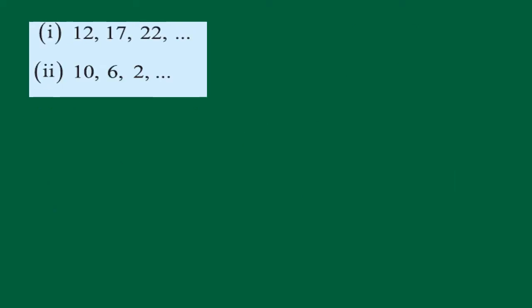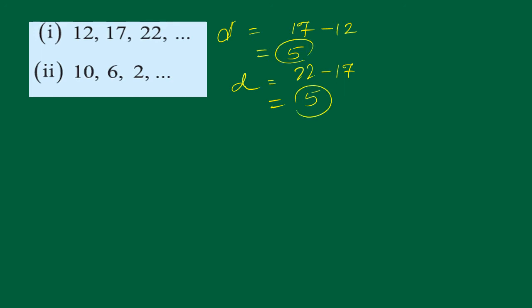Here let's look at this. You can get the difference from 17 minus 12, and this is 5, and you can get d by 22 minus 17, and this is also 5. Then you can see here also 5, and you can say this is an arithmetic progression, right?